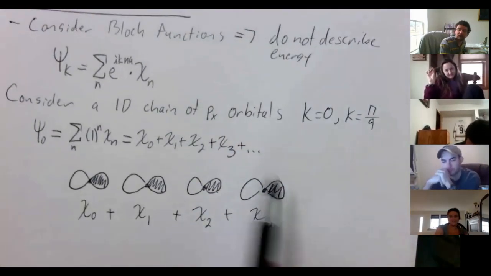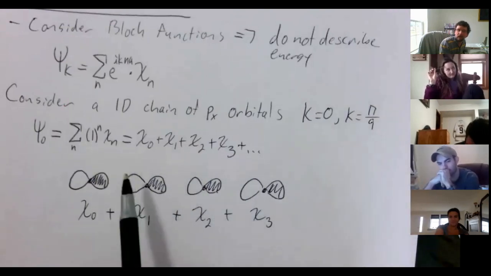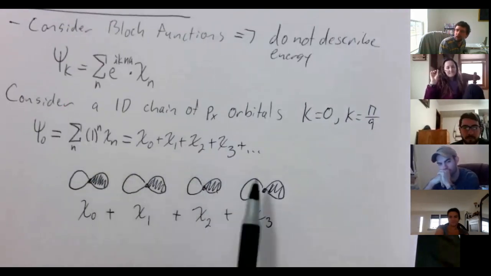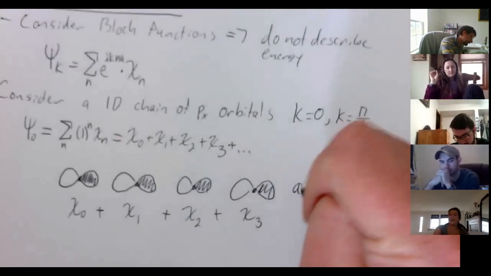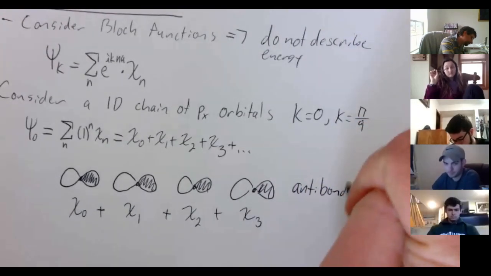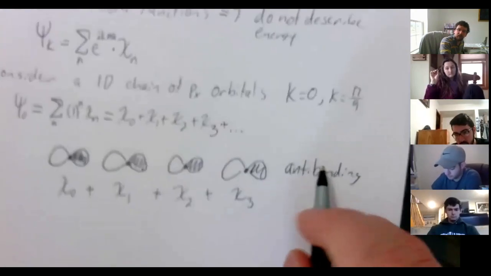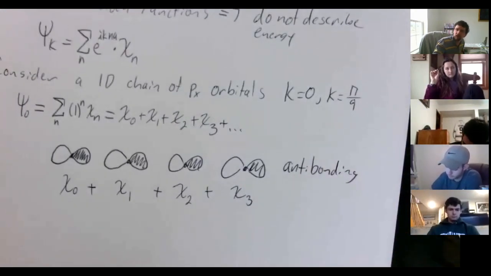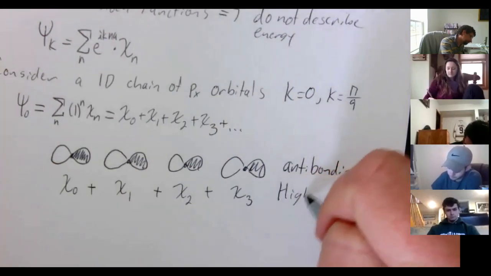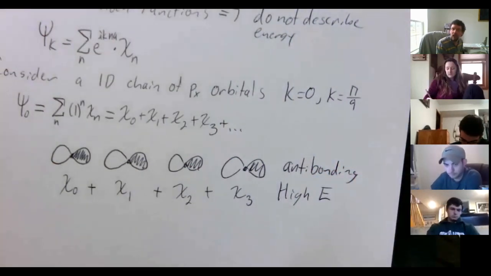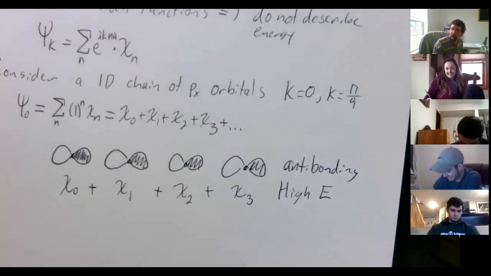All right, so now looking at this, these orbitals are all out of phase with one another. What does that mean for the type of orbital we're looking at? It's an antibonding orbital. And what does that mean for the energy? Is that high or low in energy? Pretty high. Yep. Now let's consider when we're at pi over a for k.